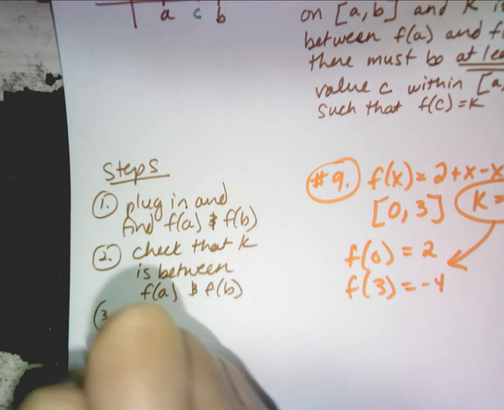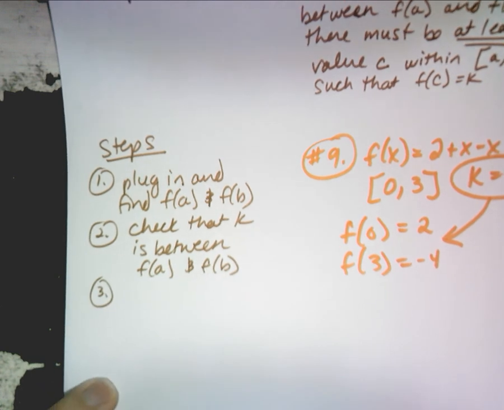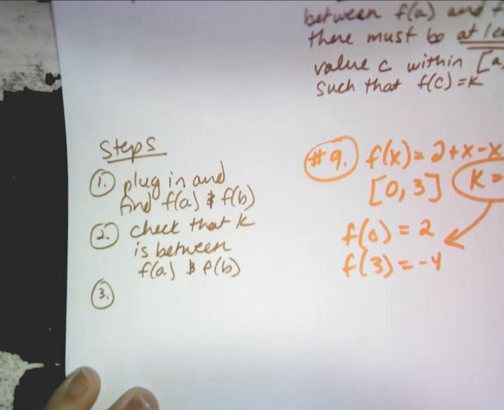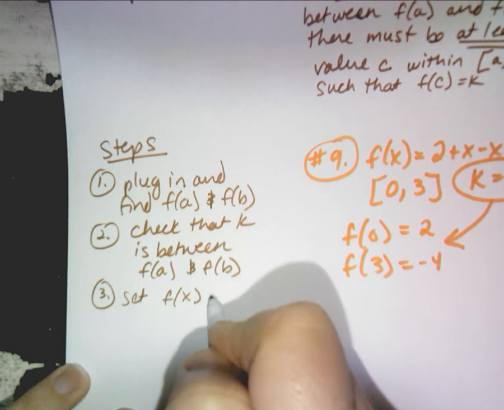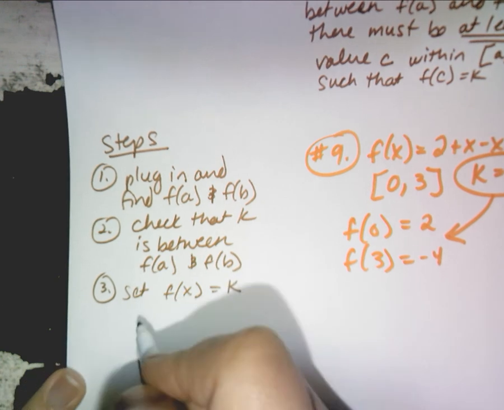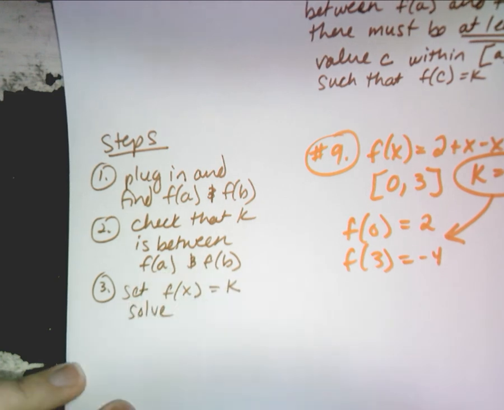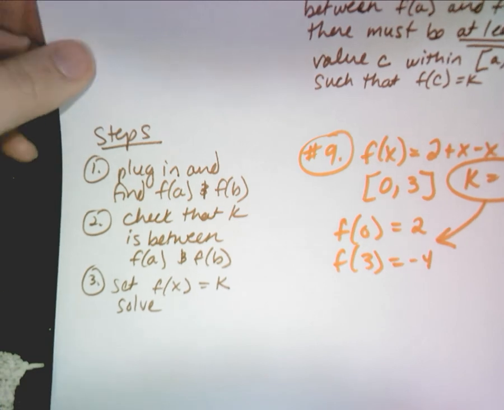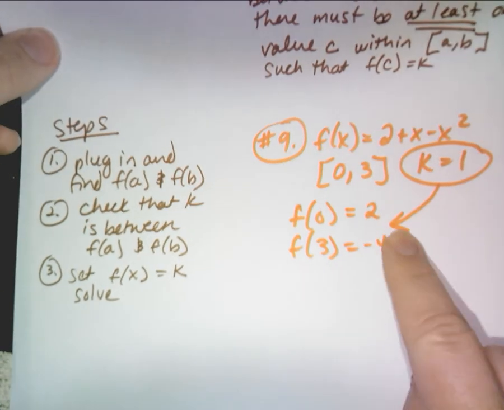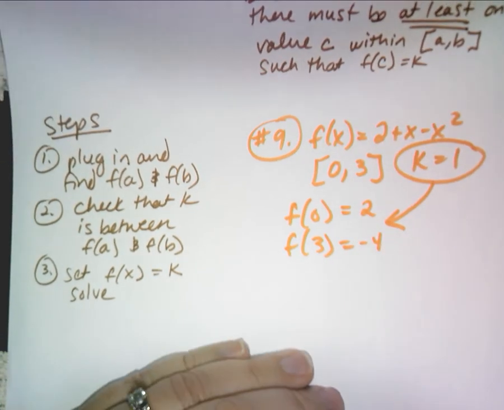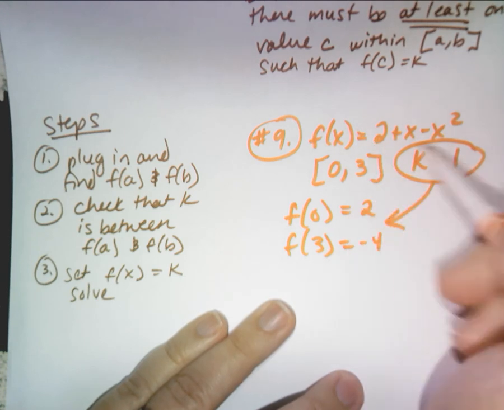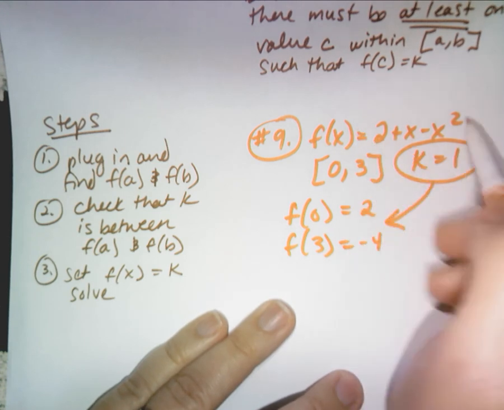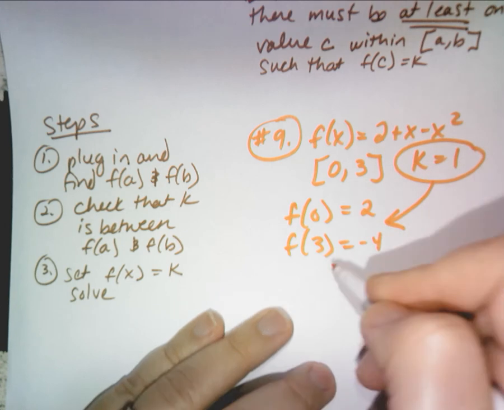So now we have to go to step 3. Boo, but it's all right. It's fine. Once you do the checking and it works, you set f of x, your function, equal to k and solve it. Okay? If this is between the two of them, which it is, then you're going to set your function, the original function right here, equal to that value of k. This y is equal to that y.